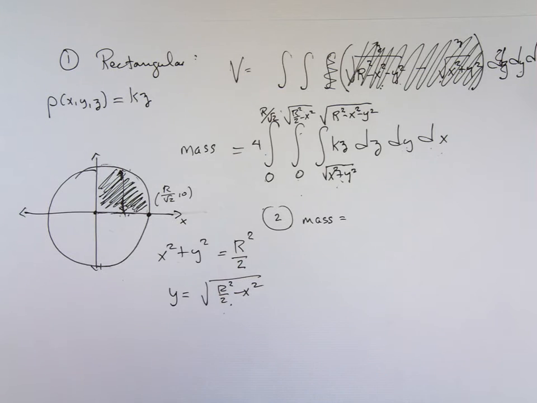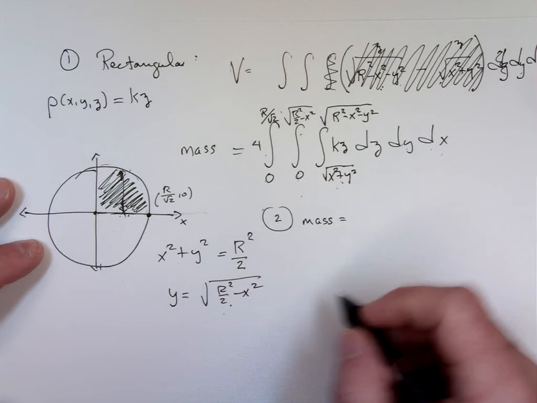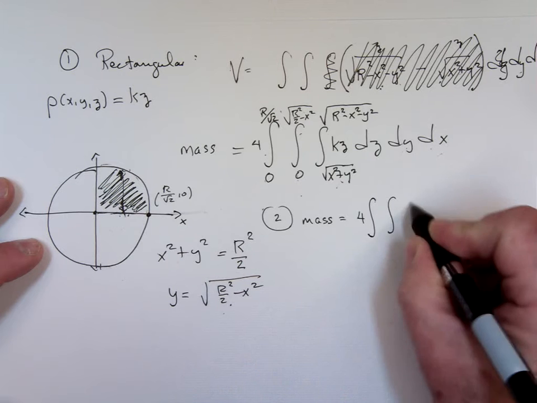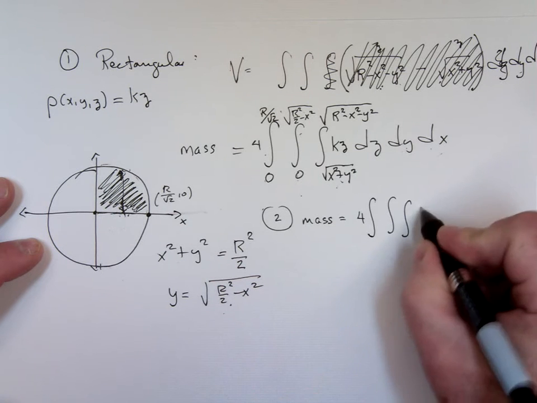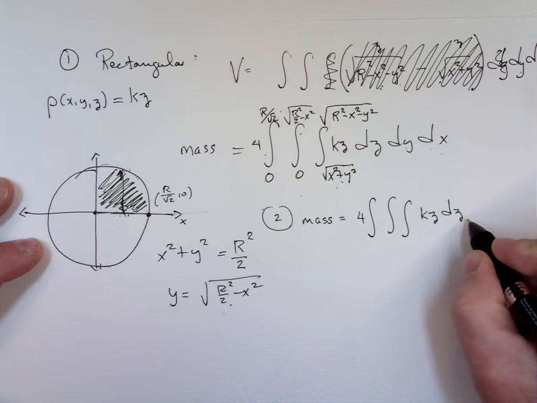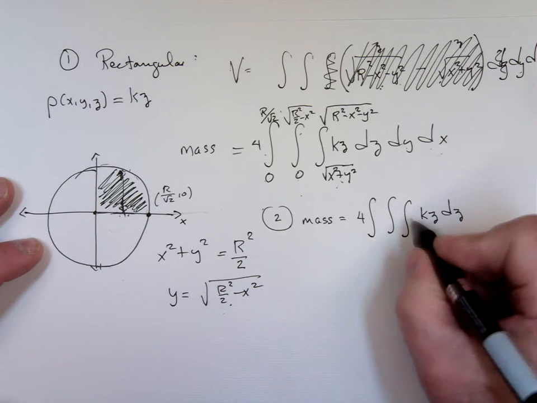All right, let's do the same problem now, but now we're going to do it in cylindrical coordinates. We're going to set this up with cylindrical. So let's see what we got. The mass is still 4 times the integral, and Kz is still Kz. That doesn't change. What does change, however, is that instead of dy dx, we're going to have an r dr d theta.